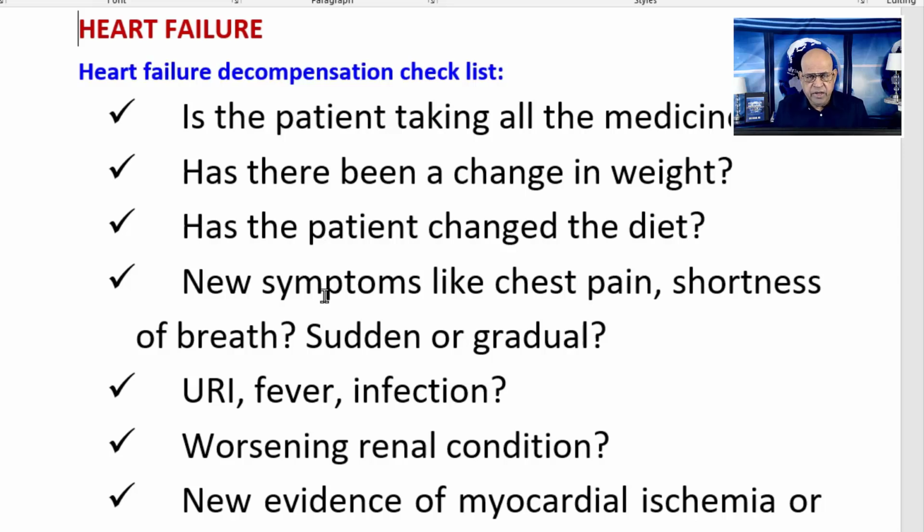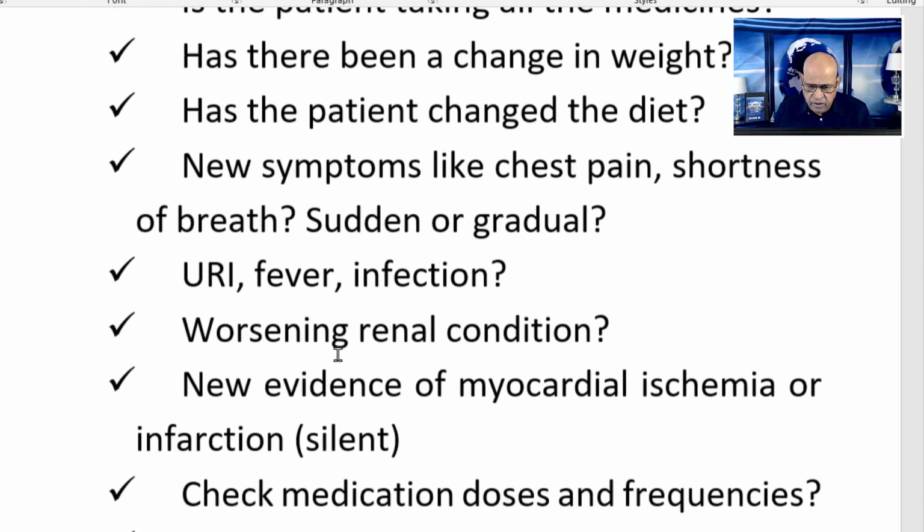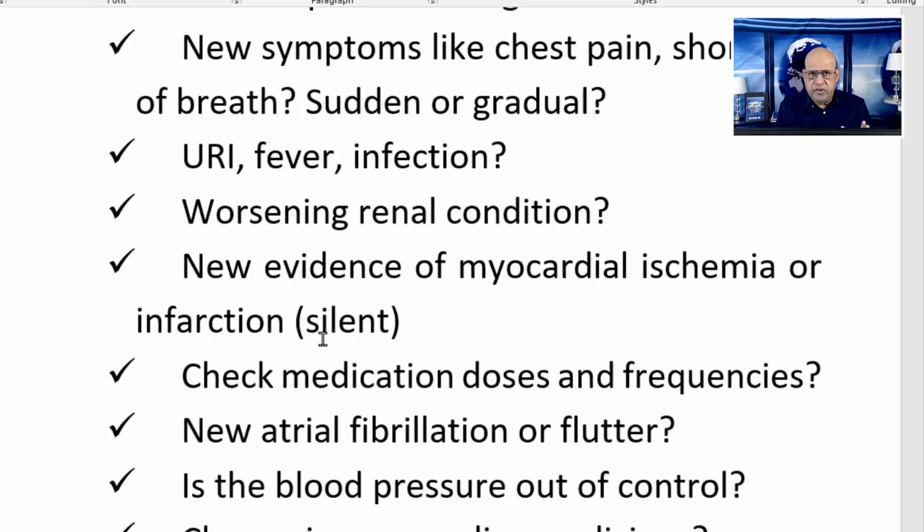Infection is an important thing we need to exclude. Did the patient have like a flu, upper respiratory infection, or any history of kidney infection? Those things can precipitate heart failure. Worsening of renal condition. Does this patient have renal failure? What was the last creatinine?